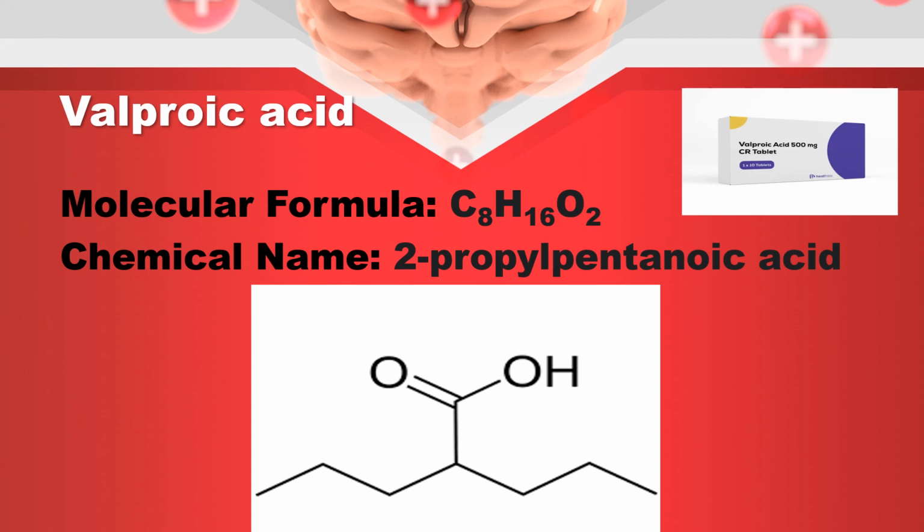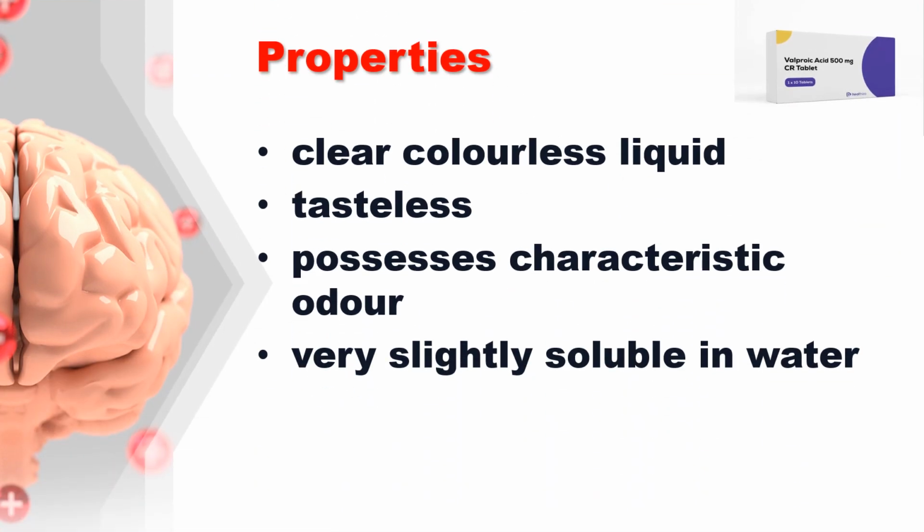Another anticonvulsant is valproic acid. The molecular formula is C8H16O2. The chemical name of this compound is 2-propyl pentanoic acid. Here is the structure of valproic acid. Properties: it is a clear colorless liquid. It doesn't possess any taste and has a characteristic odor. It is very slightly soluble in water.